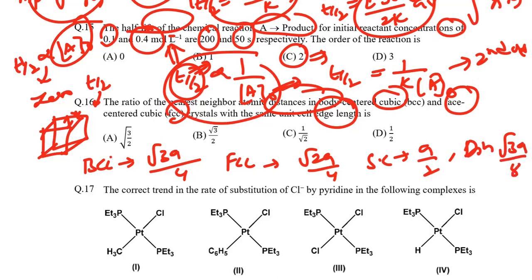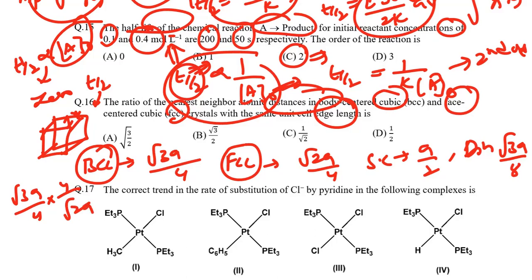Now we need to look at the ratio between BCC and FCC. So root 3 a by 4 into 4 by root 2 a. Simply we can get root 3 by root 2. Now just check, option A is our answer.